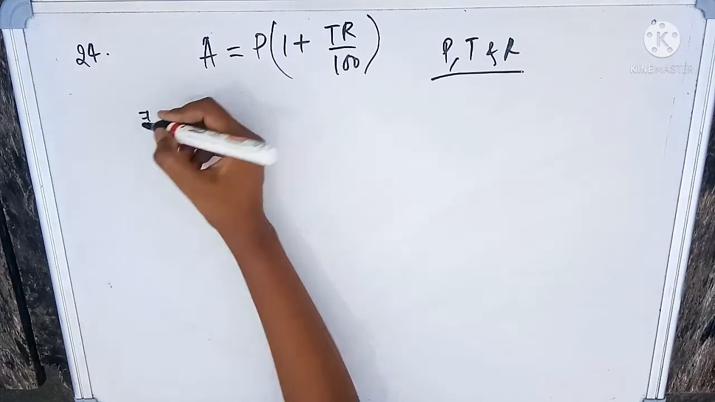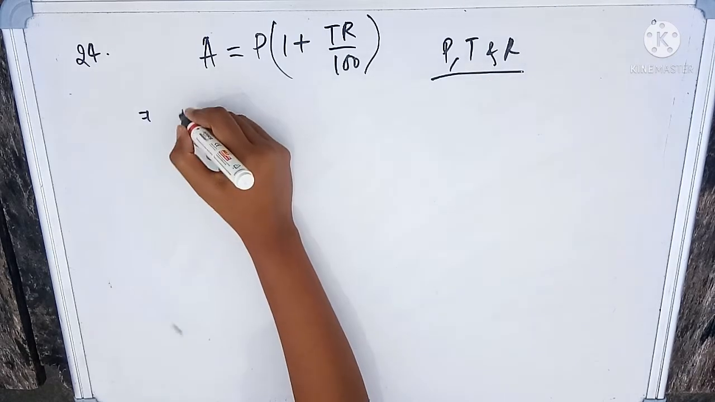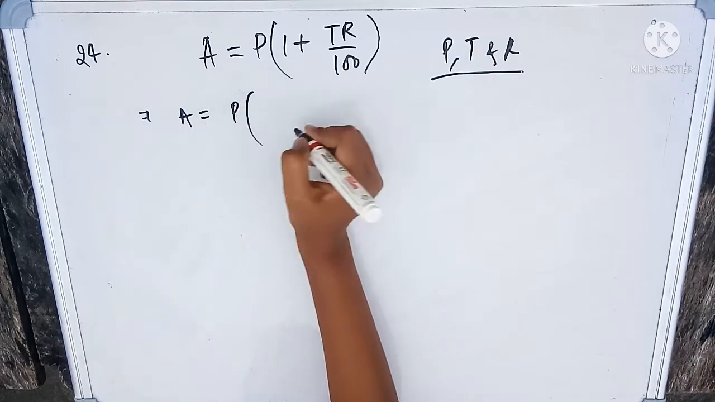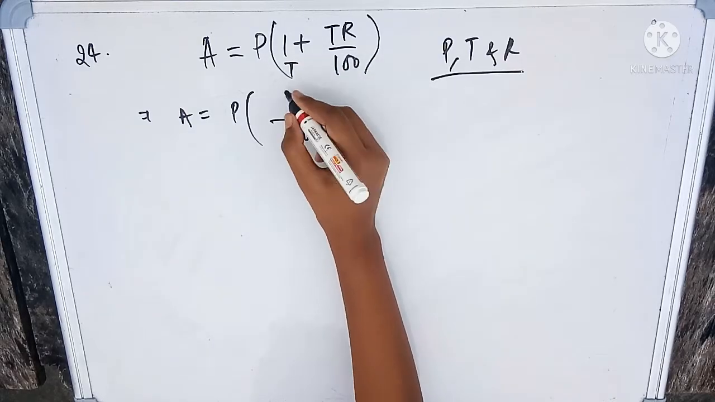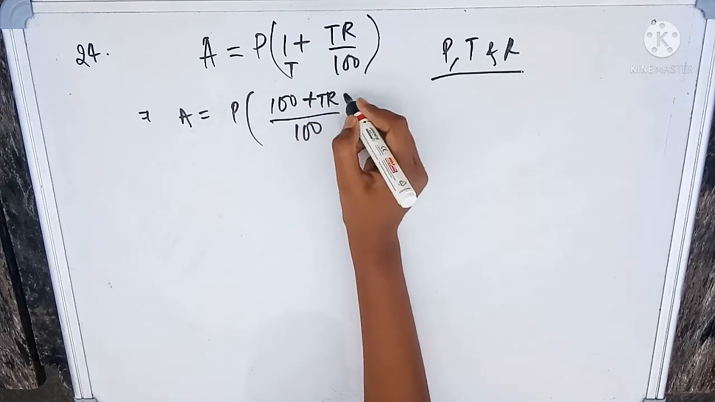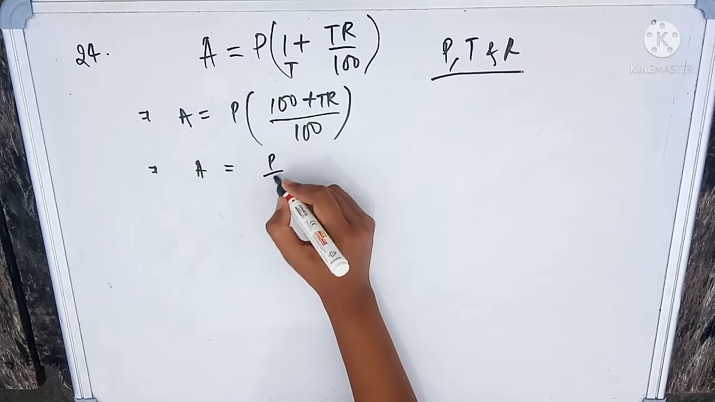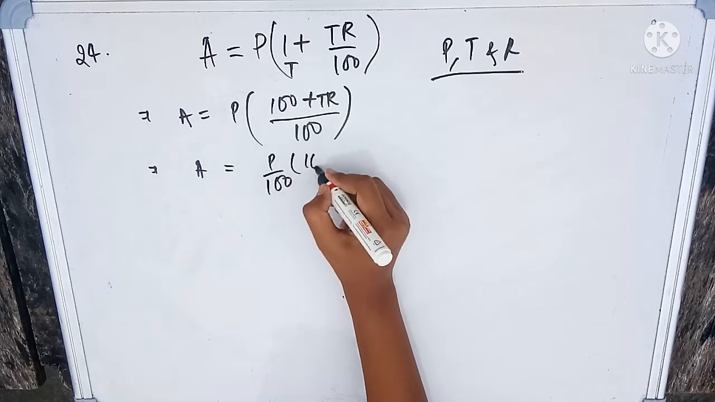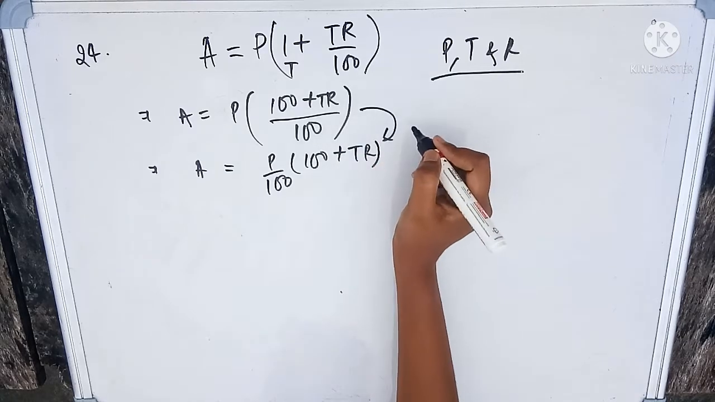So first we will make t as a subject. For that we have here A is equal to P multiplied by, we will solve this by taking the LCM, which will be 100, and in the numerator we have 100 plus tr. In the next step we have A is equal to P divided by 100 multiplied by 100 plus tr. This can be written like this also.